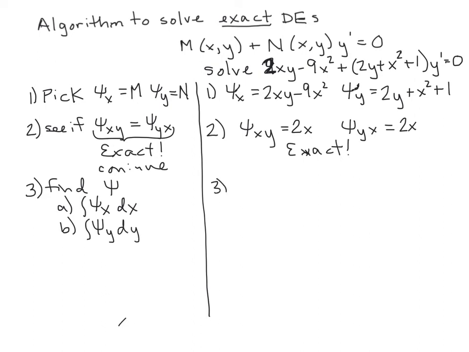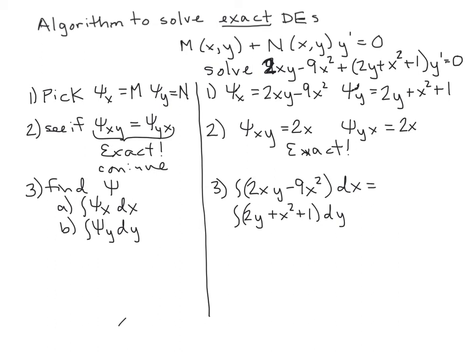All right, so third step here, we are going to integrate our psi sub x. Our psi sub x is 2xy minus 9x squared. And we are going to integrate that with respect to x. And then we also need to integrate the psi sub y, which is 2y plus x squared plus 1 with respect to y.